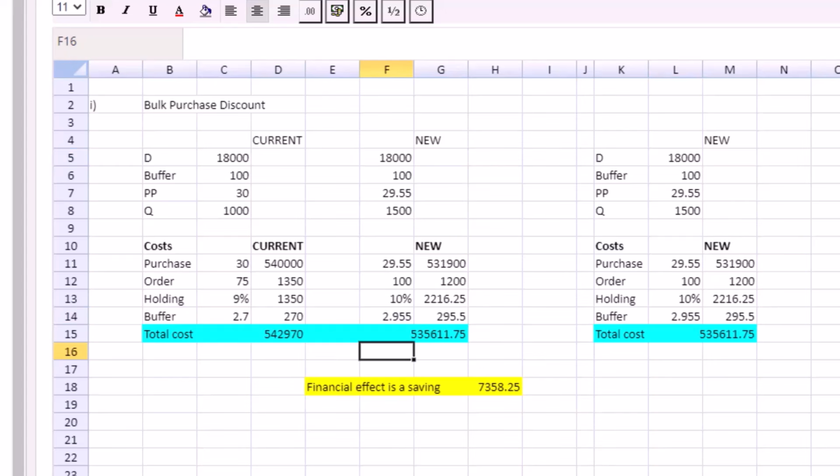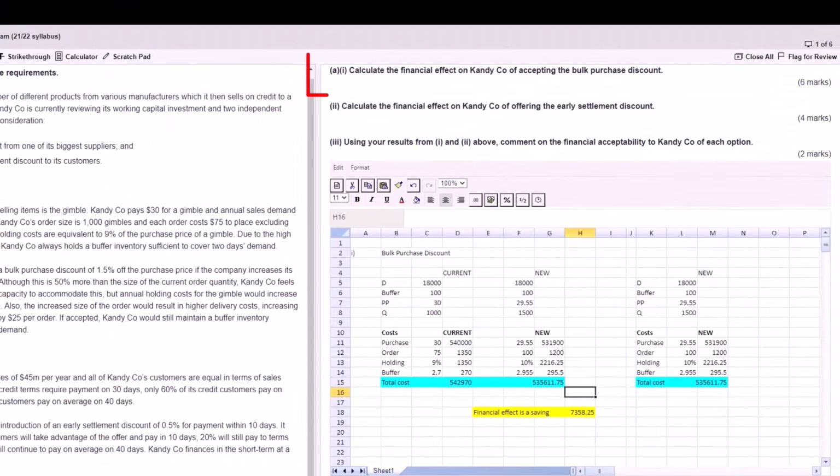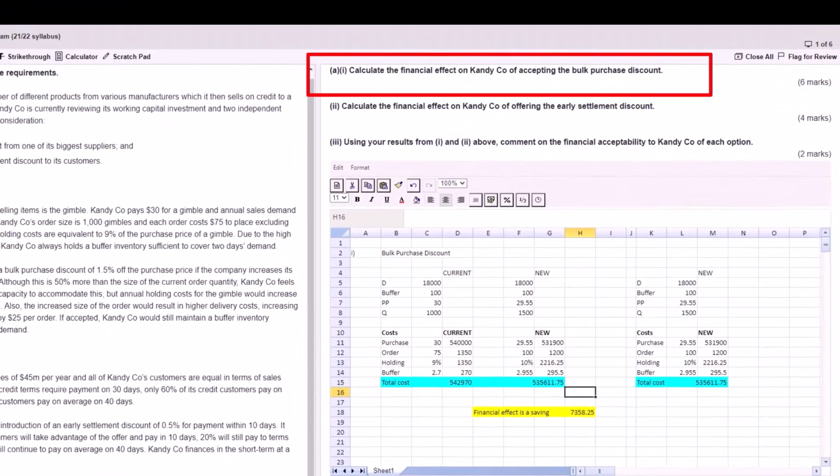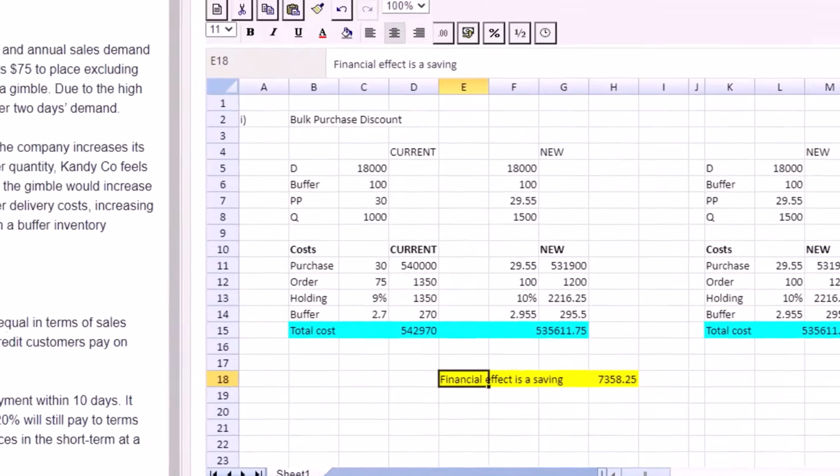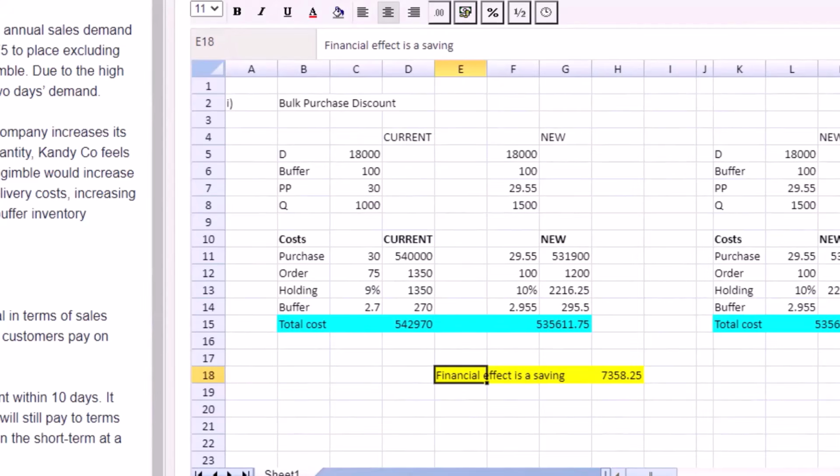Also, I'd like you to highlight key figures so the marker is clear on the calculations you've made. And again, clearly label the total cost of the current policy and the total cost of the new policy. And then reread the question to check you've answered it correctly. It says calculate the financial effect of accepting the bulk purchase discount. So therefore the financial effect needs to be pulled out and that needs to be highlighted too. And it's a saving because the current cost is higher than the new cost.